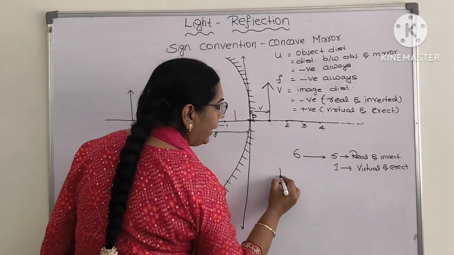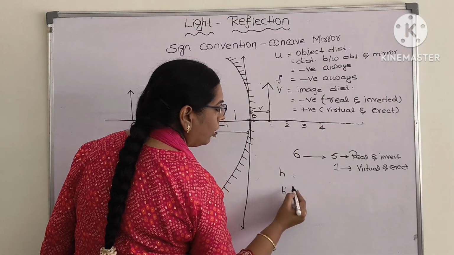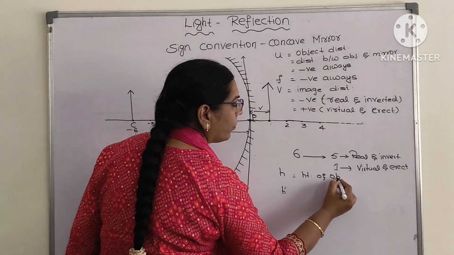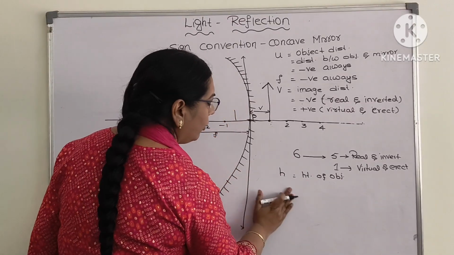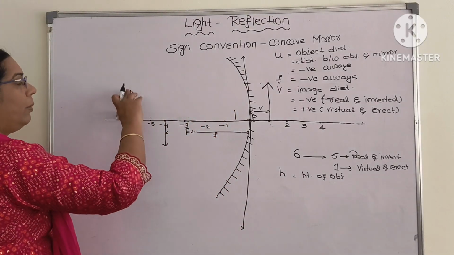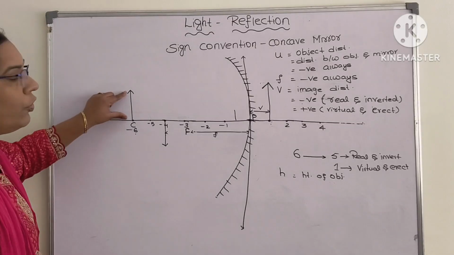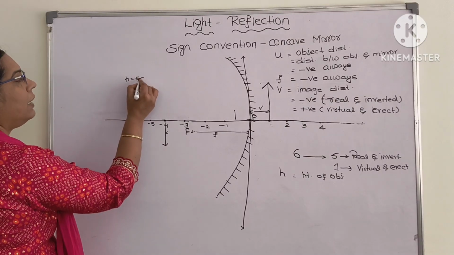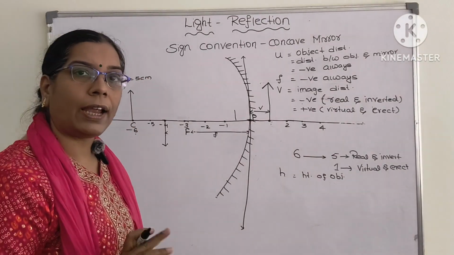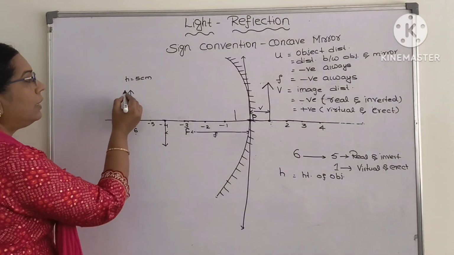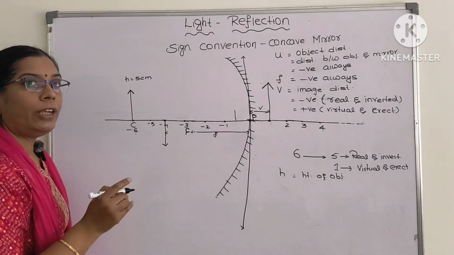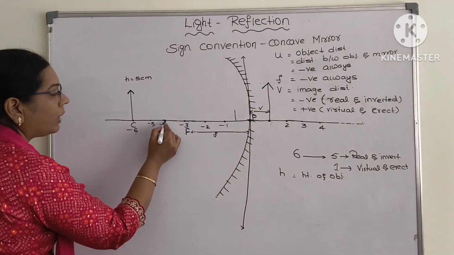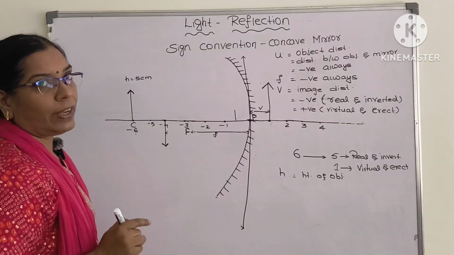Now we should know H and H prime. What is H? H is the height of the object. What is the height of the object? Now imagine I kept an object of 5 centimeters in front of the mirror. So the height of the object is 5 centimeters. Since we are talking about the height of the object, this arrow mark is pointed towards which direction? Is it pointed towards the positive y-axis or towards the negative y-axis?